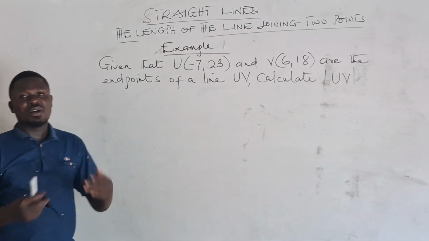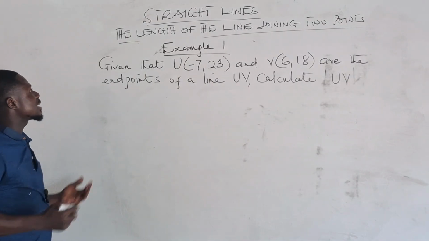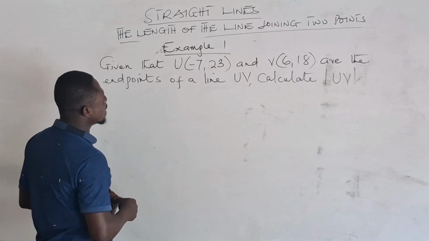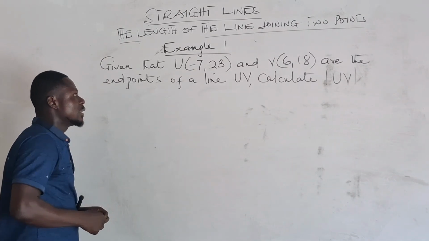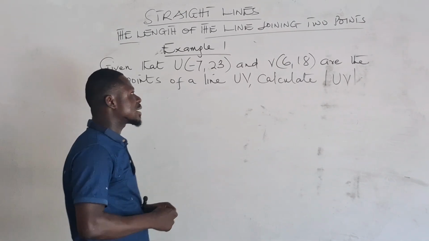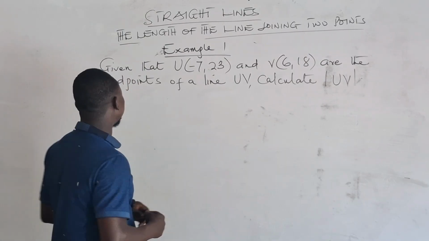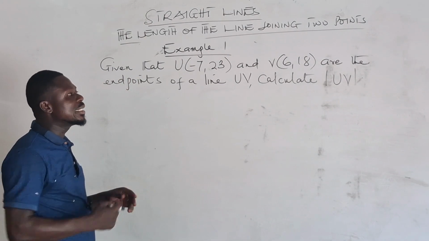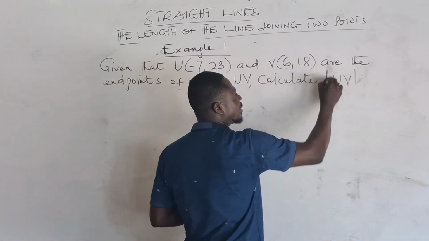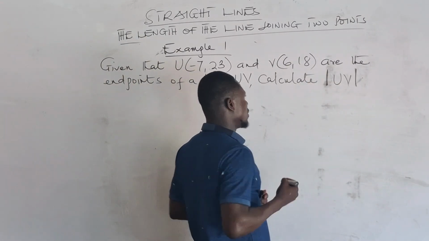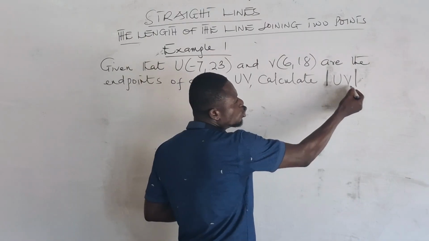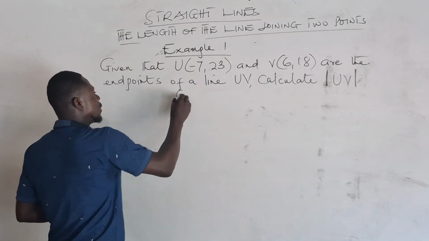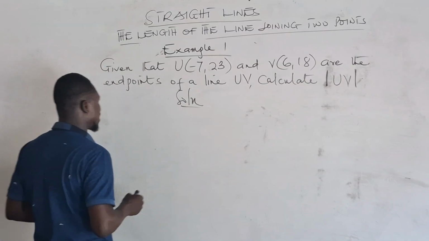Let's consider our first example. Our first example is: given that point U (-7, 23) and point V (6, 18) are the endpoints of a line UV, calculate the magnitude, the length, the distance between the point U and that of V. Let's look at how to go about this.